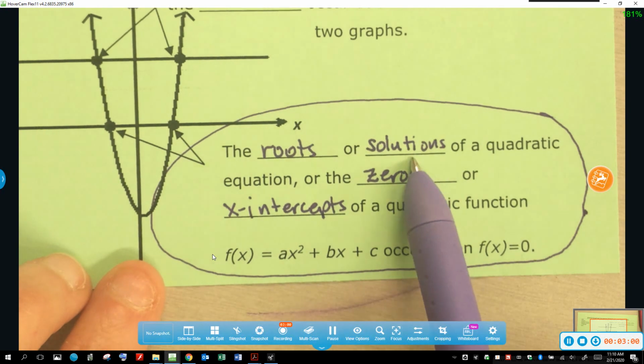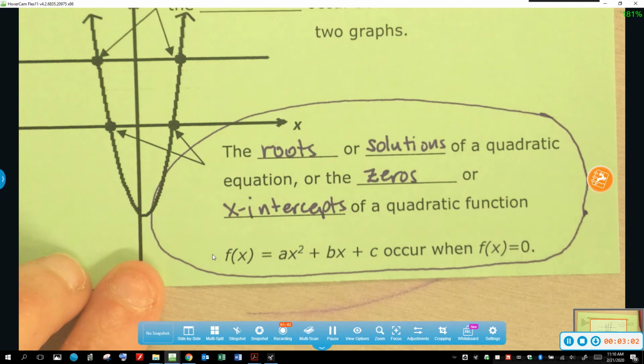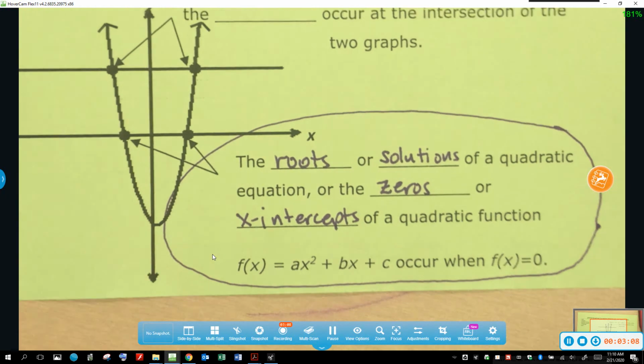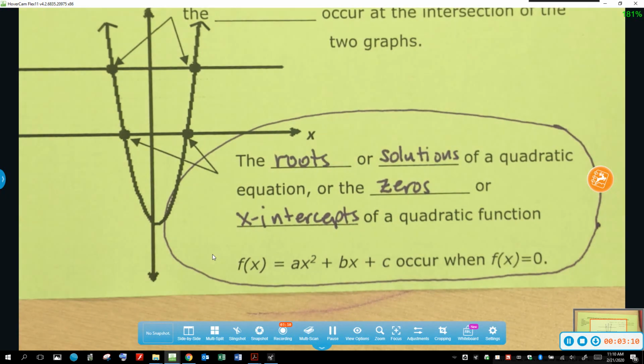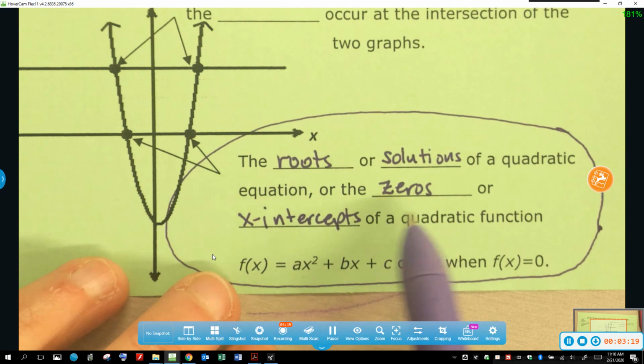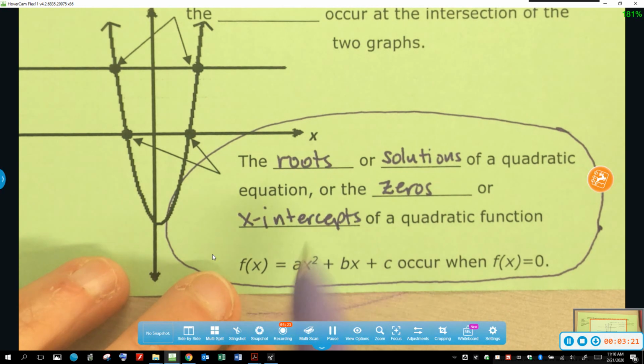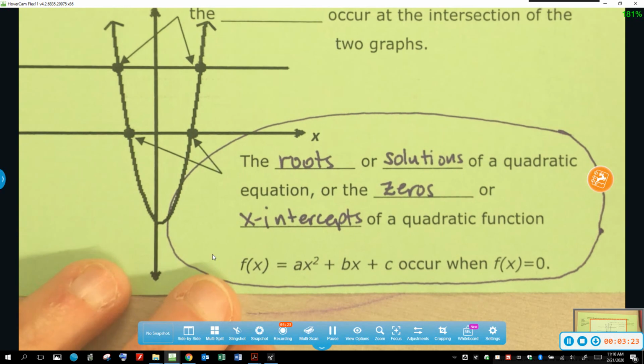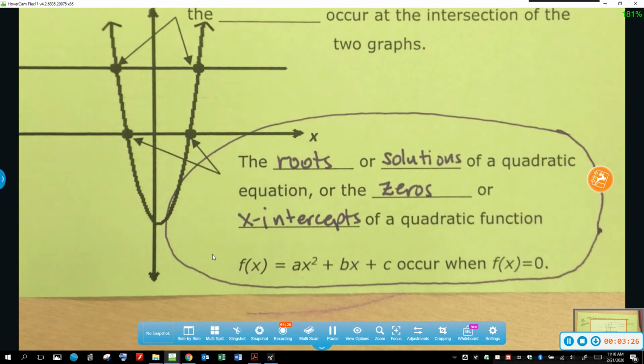They call them solutions because remember, when we solve an equation, the answer is called the solution. When two graphs cross, their answer, the point that they cross at, is their solution. Solution is where something is the answer to something. A 0 is because it is the answer, the x value, and y is 0, and the x-intercept is because that's where it crosses the graph. So they're all slightly different takes on the same thing.